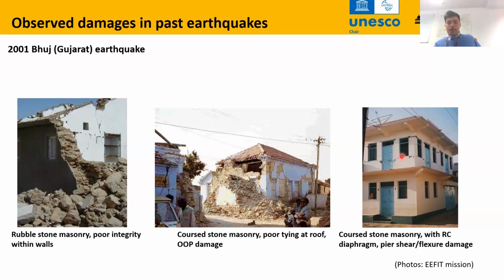And on the other hand, if you have a proper diaphragm, for example, here, the coarse stone masonry building, proper diaphragm action can provide box-like behavior. Therefore, there is no out-of-plane collapse of walls. And what we see is the in-plane failure modes, which have much higher resistance than the out-of-plane failure modes.